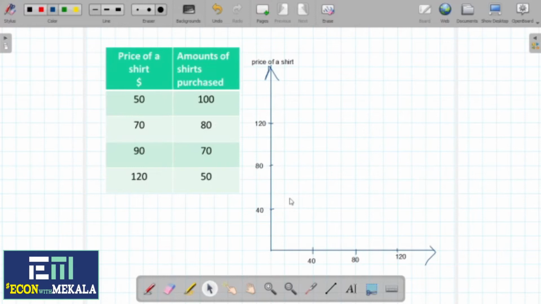So let's mark coordinates according to the information in our demand schedule. When the price is 50, we purchase 100 units. So price is 40 here, 80 is here. So in between it's going to be 60. So it's somewhere around here. And quantity is 100. So your 80 units here, 120 here. So exactly the middle is going to be your 100. So the first coordinate.